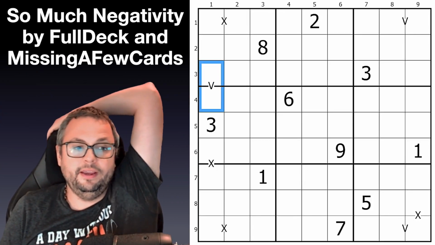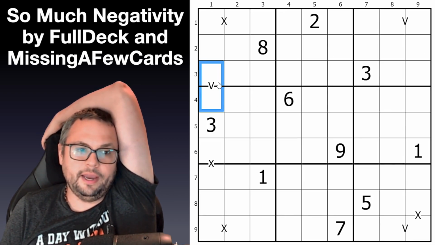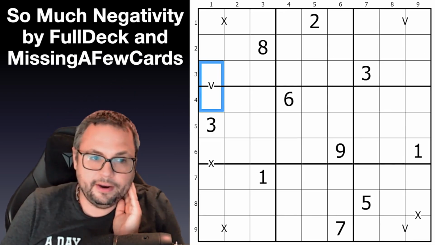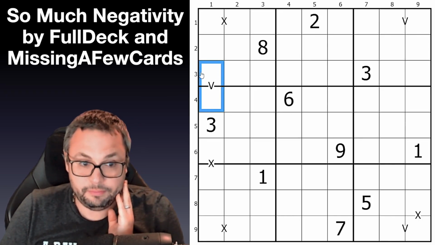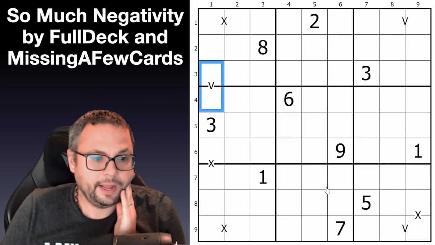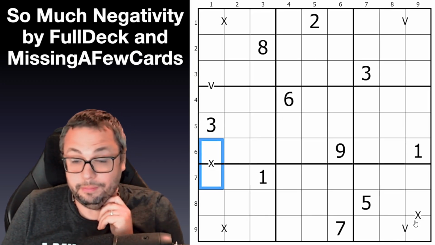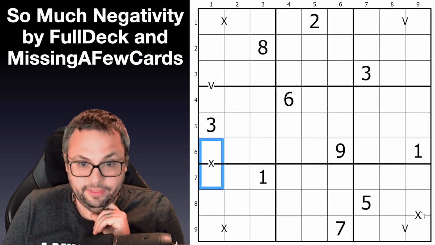X's and V's you're meant to think of as Roman numerals. Note V's look kind of like inequalities when you write them this way, but they're just saying that these two cells sum to 5. And X's are saying that these two cells sum to 10. Okay, so that's not the negative constraint.